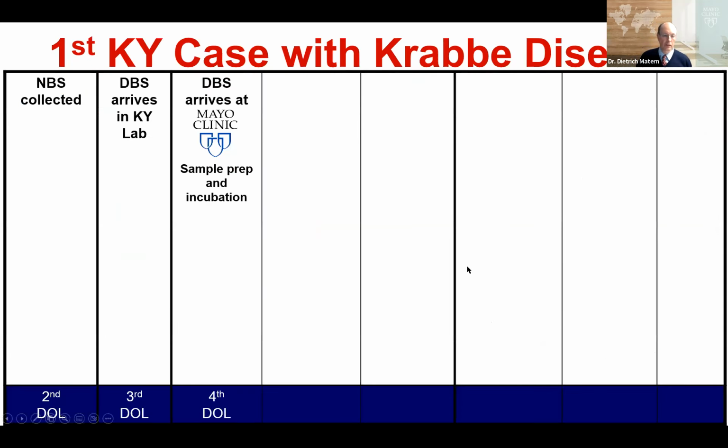Our first baby that was born in the first year of screening in Kentucky, the blood spot was collected on the 2nd day of life. On the 3rd day of life, it arrived in the Kentucky lab. On the 4th day of life, we had arrived at Mayo, where we did the sample prep and started the enzyme incubation. So it requires an overnight incubation.